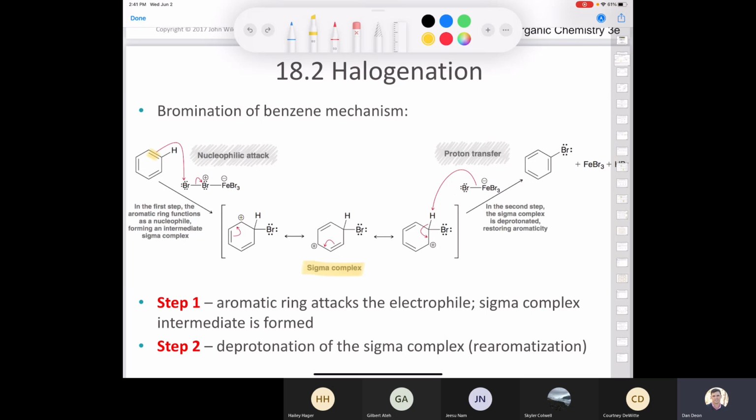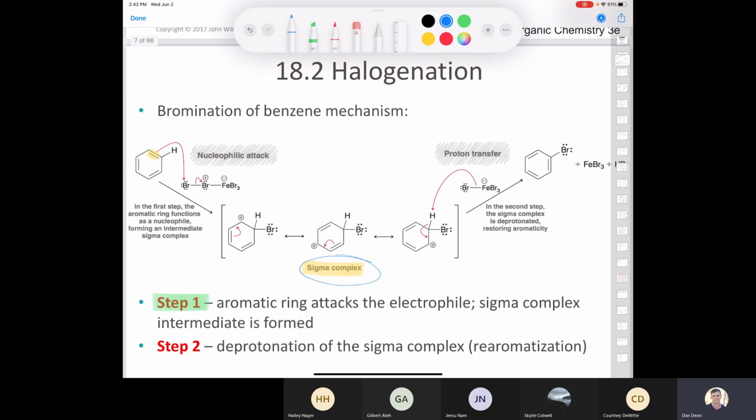The exact same mechanism comes up over and over in this chapter. So what's step 1? Let's summarize. In the first step, the aromatic ring acts as a nucleophile. So the aromatic ring attacks the electrophile.